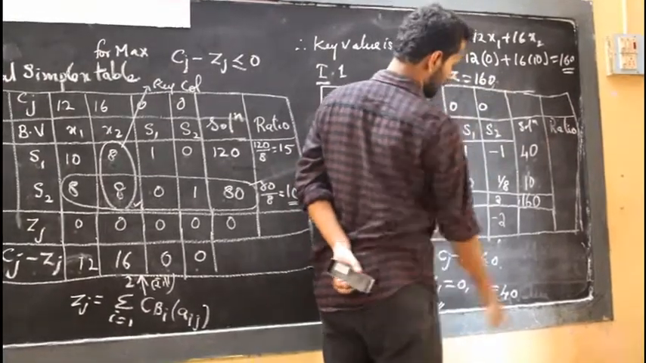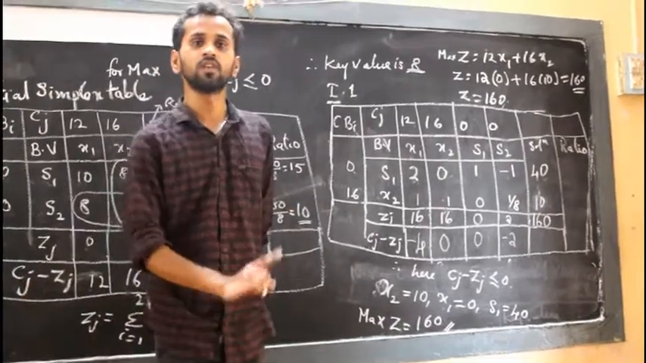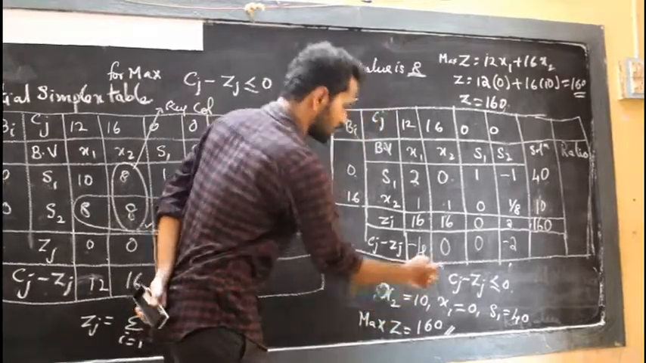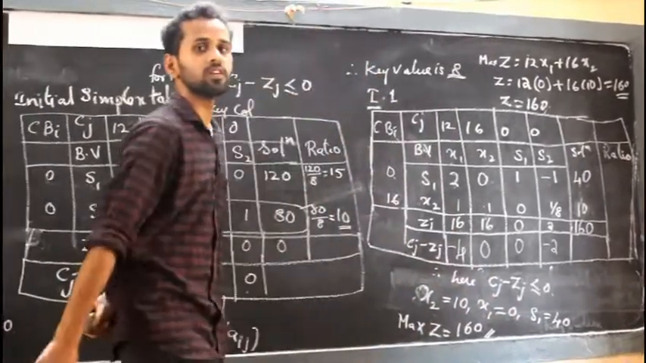So verification is done. So the Z value I got in my iteration 1 is your final answer. And what is the point you got? 0, 10. My x2 equal to 10 and x1 equal to 0 will be the solution for this particular problem.